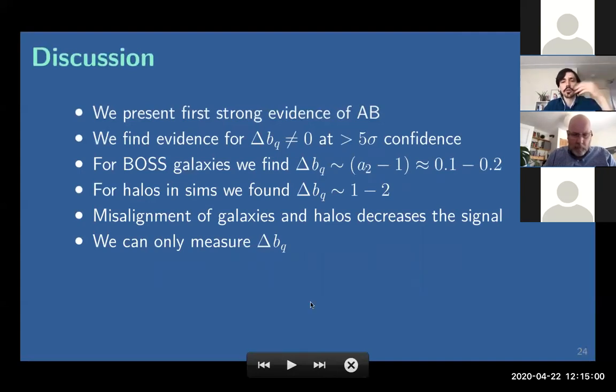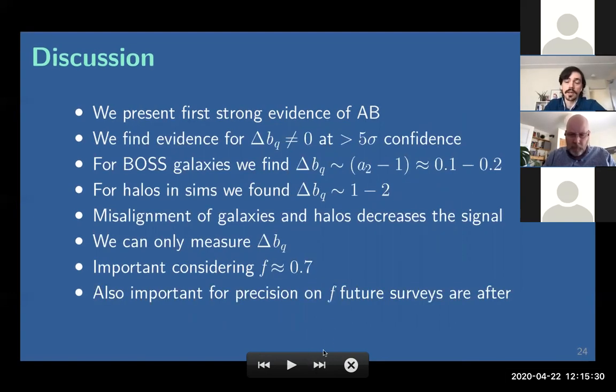And also note that we can only measure the delta, the difference between the two subsamples. So note that this doesn't mean that the parent sample is suffering from this systematic, but this still is a big systematic compared to the value we're after, right? Since we're after the F, which is roughly 0.7, and these differences can be 0.1, 0.2, this is a big effect. And especially for future surveys, we're hoping to measure this F with 1% or 5% precision.